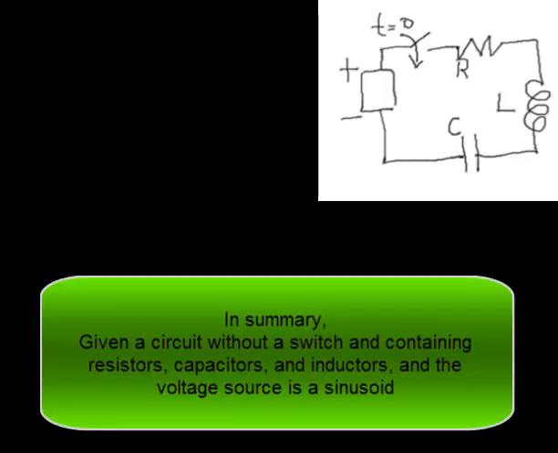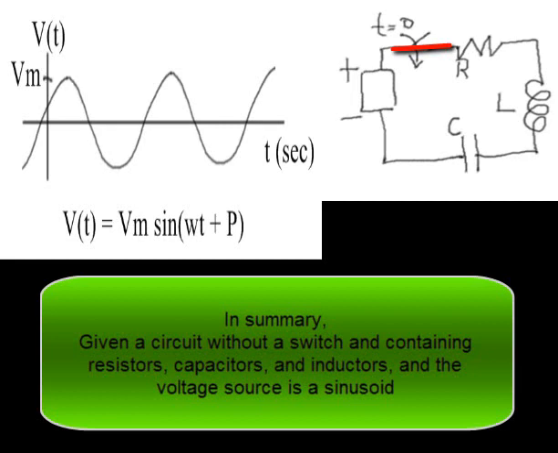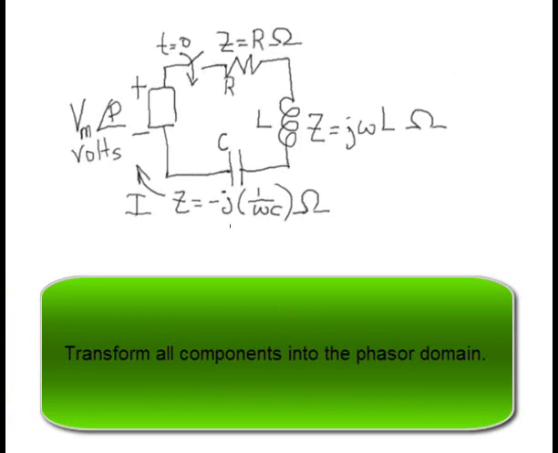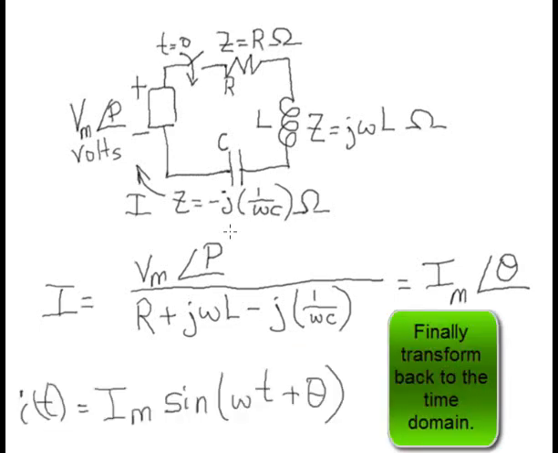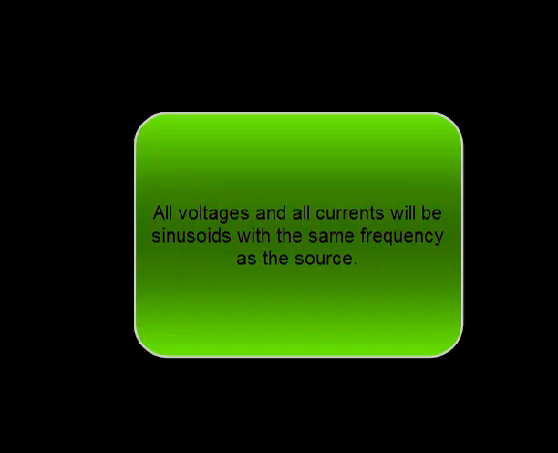In summary, given a circuit without a switch and containing resistors, capacitors, and inductors, and the voltage source is a sinusoid, transform all components into the phasor domain, use DC circuit laws to solve for everything else, finally transform back to the time domain. All voltages and all currents will be sinusoids with the same frequency as the source.